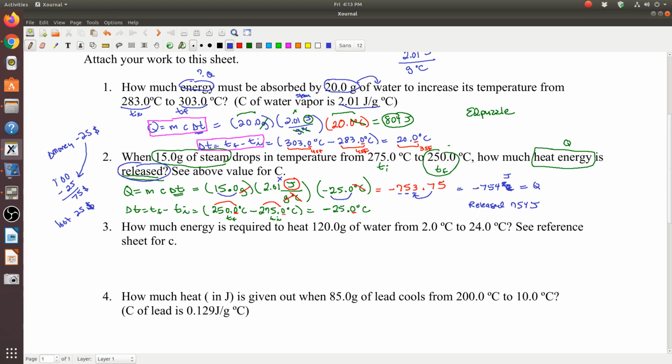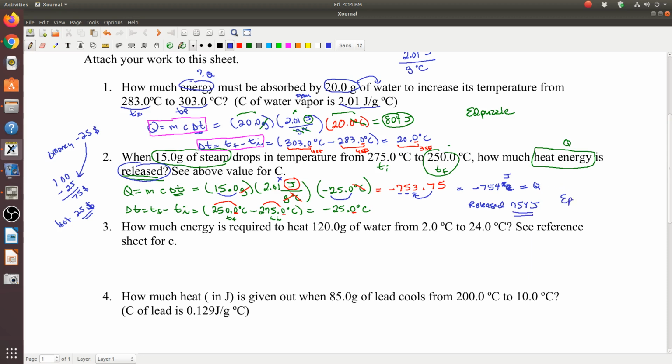The change in the money was a negative 25, so the final amount was $75. Or how much money did you lose, or how much money did you release? I released $25. I released 754 joules of energy. What was the change in the energy? A negative 754 joules. Be careful how the questions are worded.